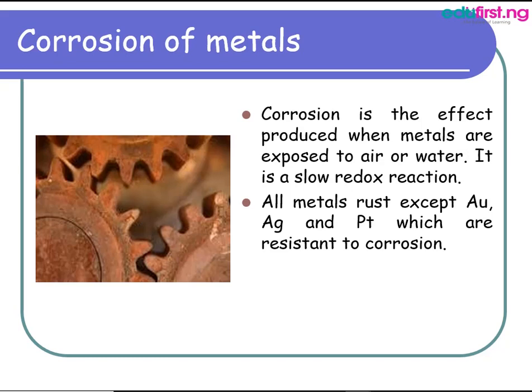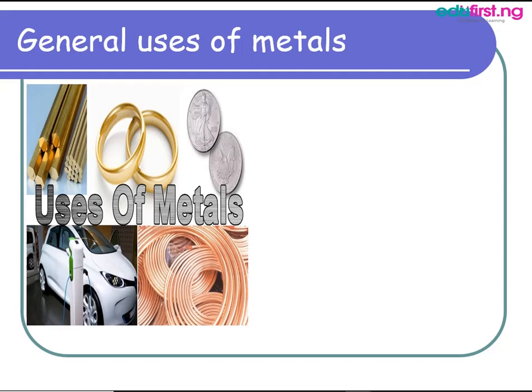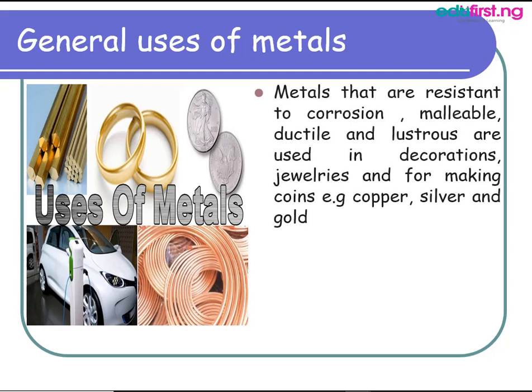And what are the uses of metals? Generally, metals are malleable, ductile, and lustrous. That's their shining nature. So they can be used for decorations, making jewels and coins. Examples are copper, silver, and gold. They can be used to make alloys also. What do you mean by alloy? Alloy is the combination of two or more metals to form a new compound. For instance, we can add tin and zinc to get a new compound, and so on.